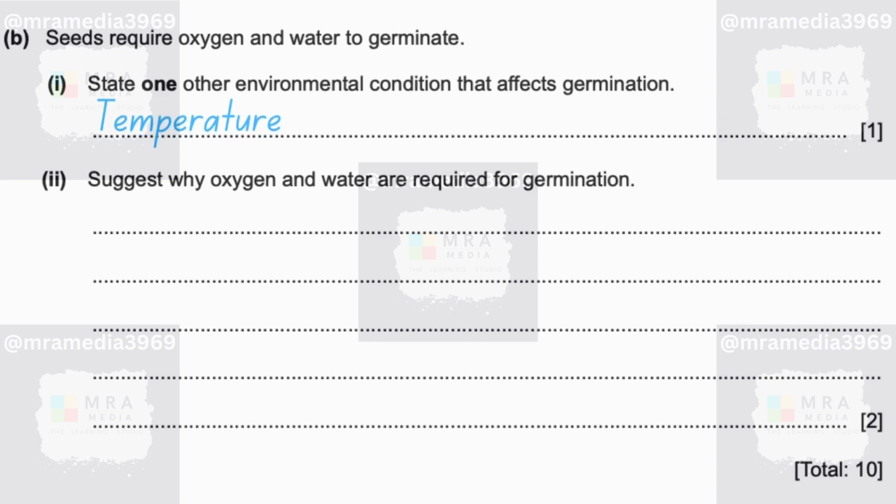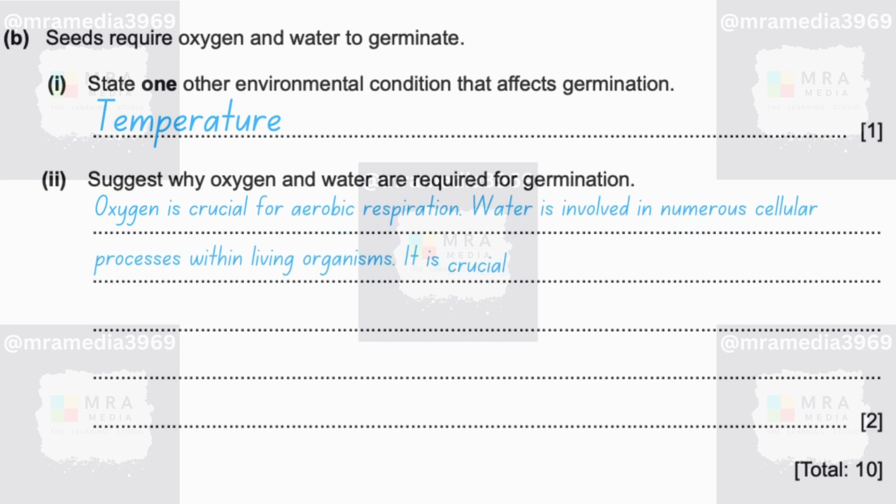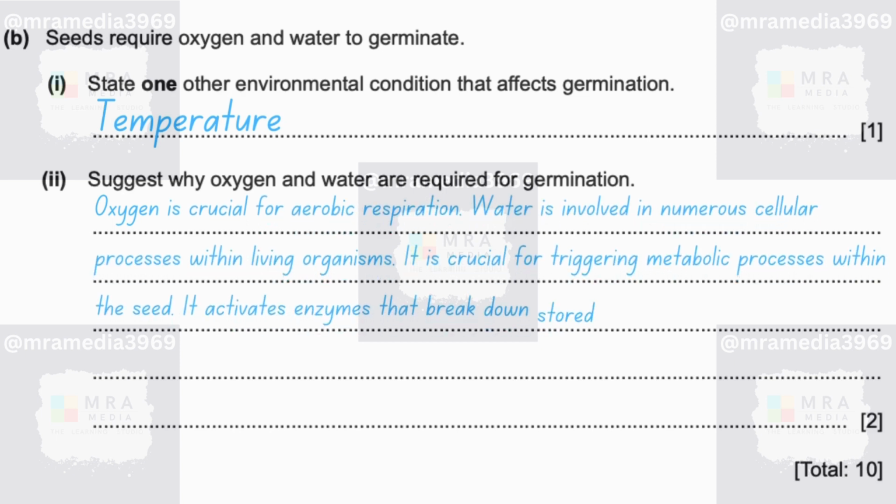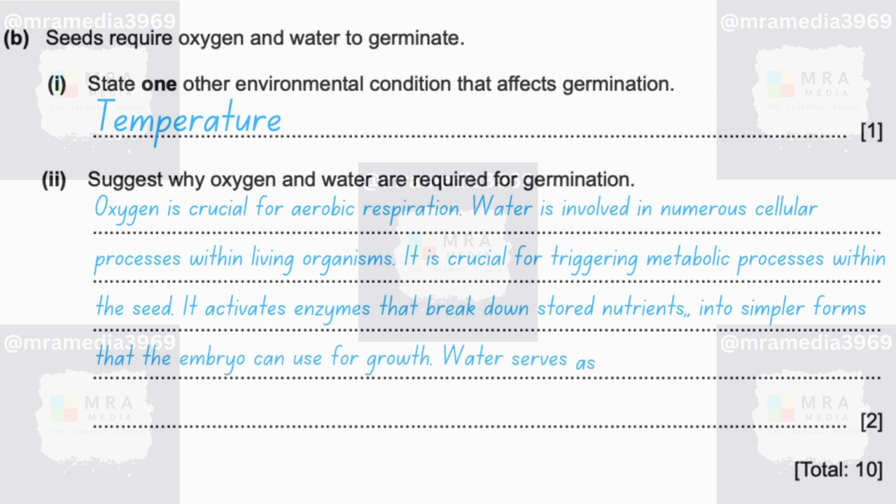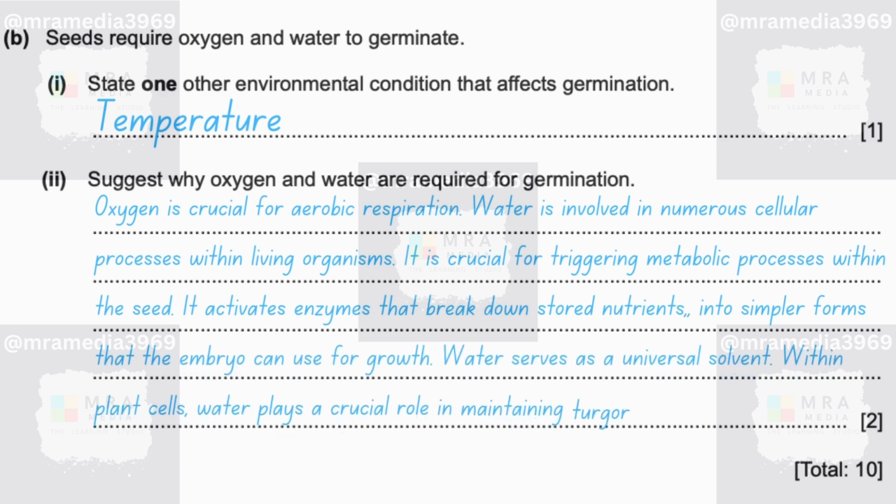Suggest why oxygen and water are required for germination. Oxygen is crucial for aerobic respiration, a process that occurs in the mitochondria of cells. Water is involved in numerous cellular processes within living organisms. Water is crucial for triggering metabolic processes within the seed. It activates enzymes that break down stored nutrients, such as starch and proteins, into simpler forms that the embryo can use for growth.